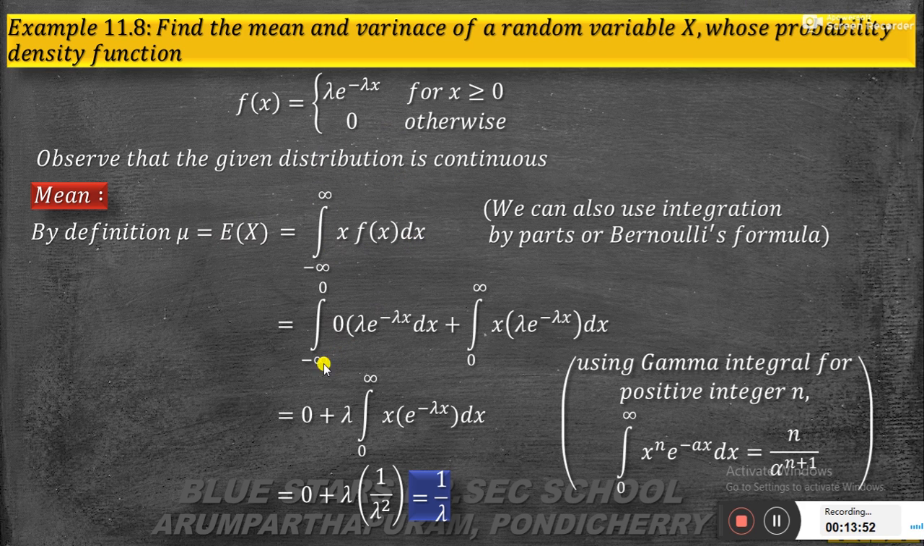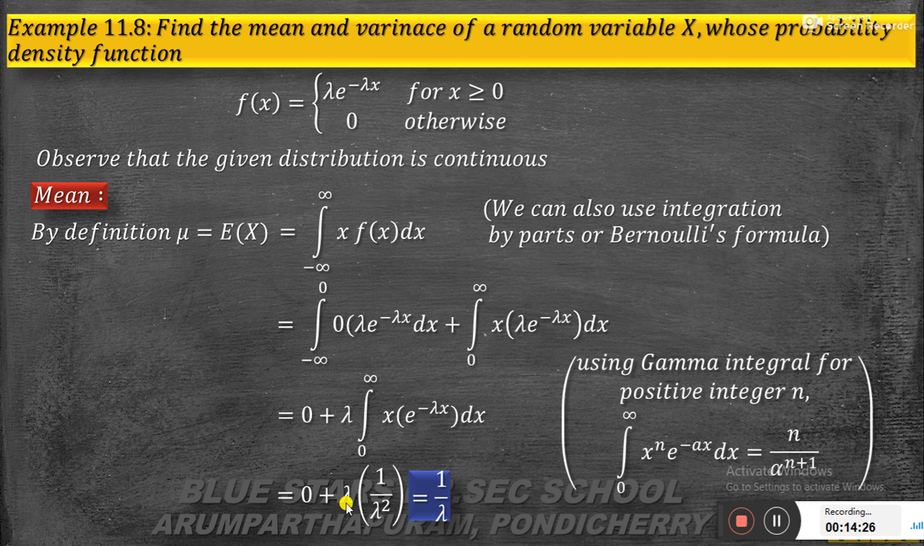In the next step, I split up the interval: minus infinity to 0 plus 0 to infinity. From minus infinity to 0, the limit goes to the otherwise case, which means 0. From 0 to infinity, it goes to the first case, that means x greater than or equal to 0, where the function is lambda e power minus lambda x. So I substitute f of x as lambda e power minus lambda x dx. Next I take lambda outside: lambda times integral 0 to infinity x e power minus lambda x dx.